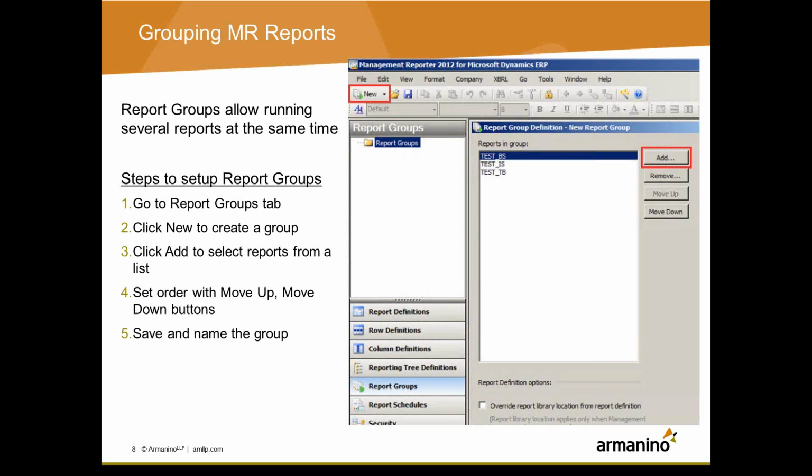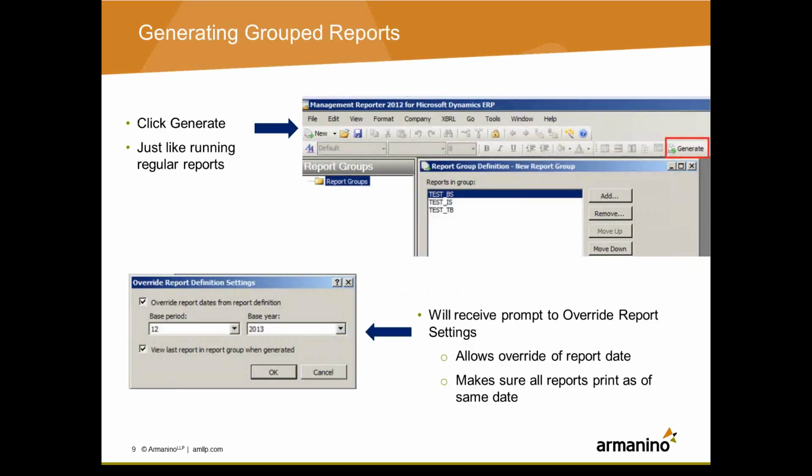You just simply go to the Report Group section, you click New, you click Add to select the reports that you want to include in this list, and then you use the move up and move down buttons to toggle and reorder your reports. And once you're done, you just save it, and then you click Generate. So I'll move along to show you those screenshots as well. So when you click Generate, it does prompt you one last time, and this prompt says Override Report Date. That allows you to override the date that is saved on the report so that all of them print with the same report date.